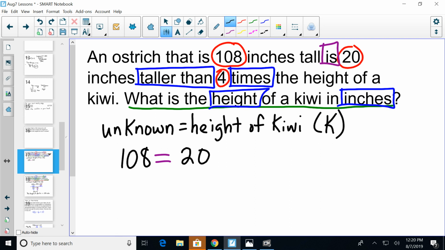What tells me that is plus? Plus there, because it says taller than. Taller than. That means I'm adding to it. Plus K. What am I adding to it? 4K. Because it is 4 times the height of a kiwi. All right? So if you solved it correctly, what is the height of the kiwi? 22. All right?